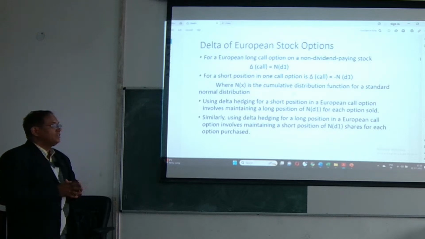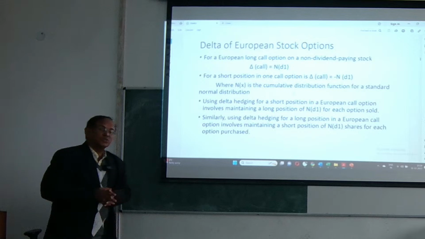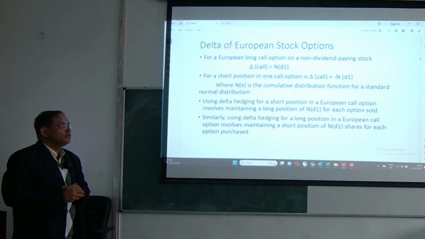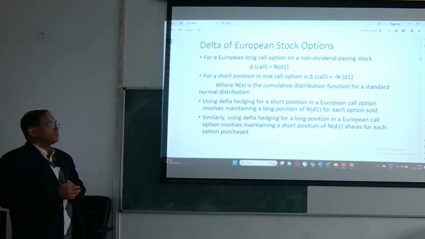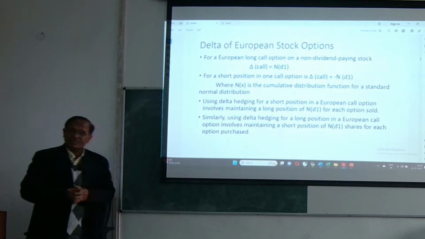Using delta hedging for a short position in a European call option involves maintaining a long position of ND1 shares for each option sold. Similarly, using delta hedging for a long position in a European call option involves maintaining a short position of ND1 shares for each option purchased.